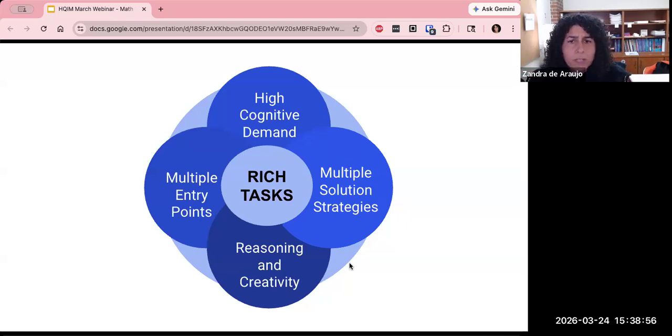So we're going to talk about rich tasks a bit, and then I'm going to give you some specific strategies for enhancing existing tasks to make them more rich. First, I'm going to dig into each of these components a little bit more deeply.